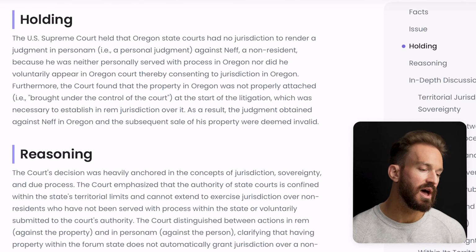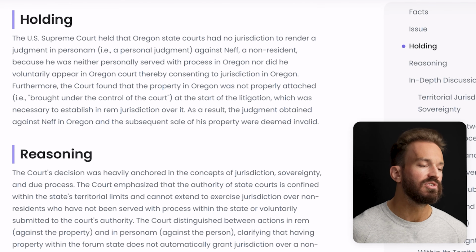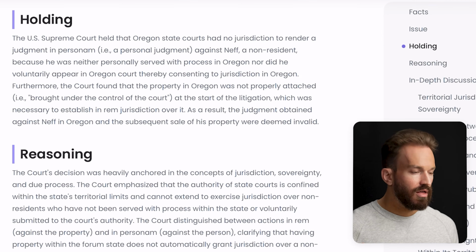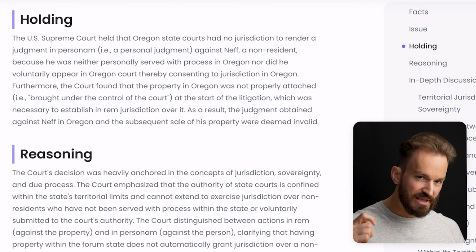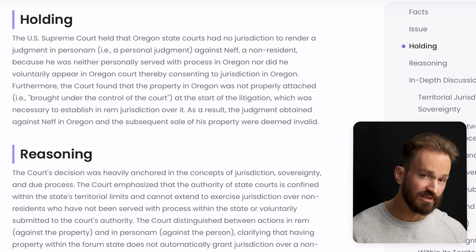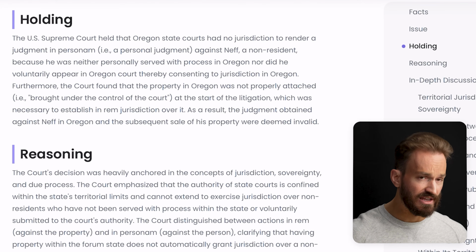As a result, the judgment obtained against Neff in Oregon and the subsequent sale of his property were deemed invalid. So Neff wins. Okay, basically, to simplify this, remember at the beginning we said it's all about whether there's a sufficient connection between the defendant and the forum state. So our defendant here is Neff, the forum state is Oregon.